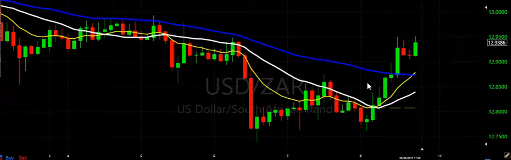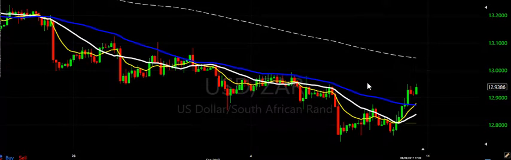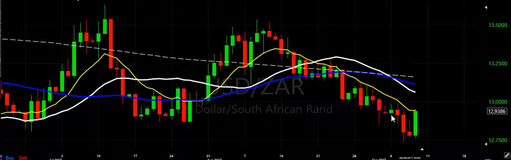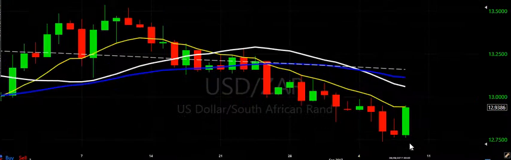So that's it for this week in terms of the market recap from a technical perspective. The only thing here with the US dollar South African rand, we see this rally in the dollar, but again we see these wicks here, which show us that there is selling pressure going on. So from a daily perspective, it's not looking too bad.